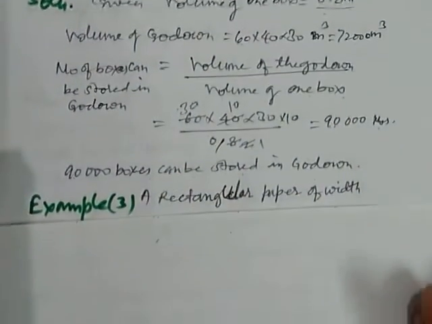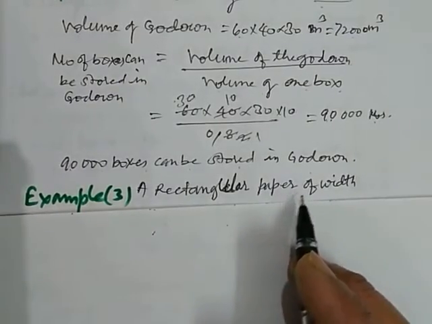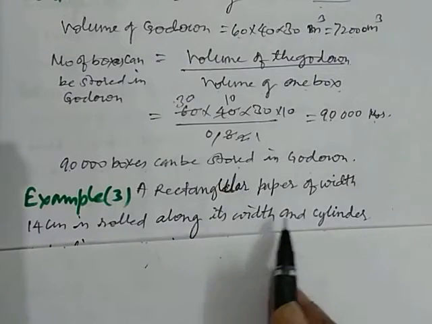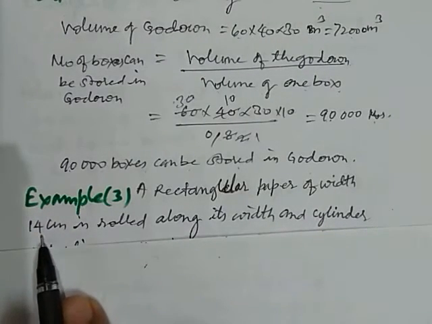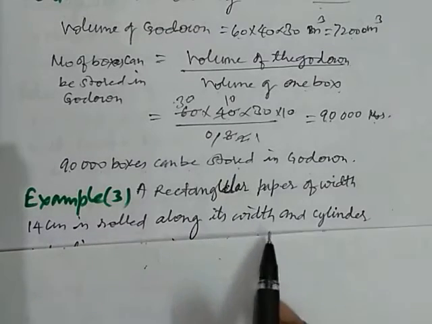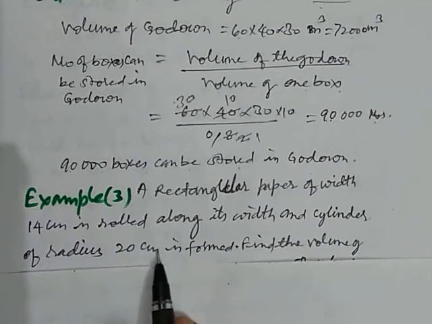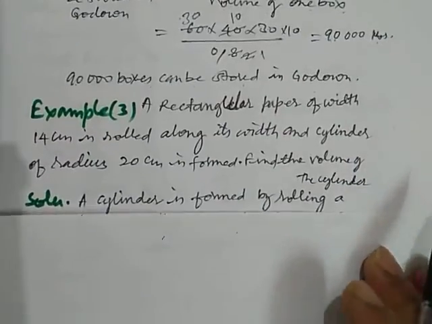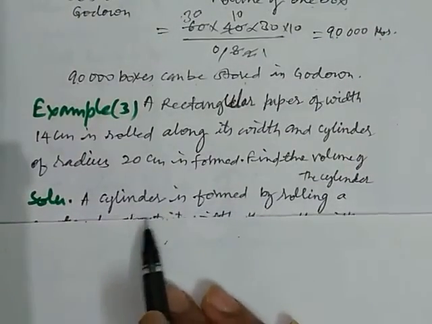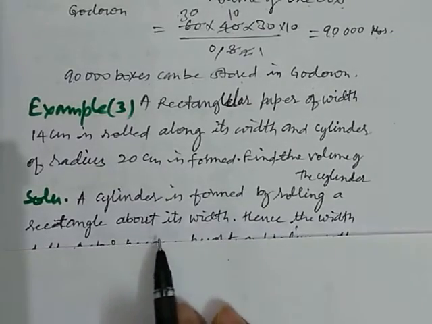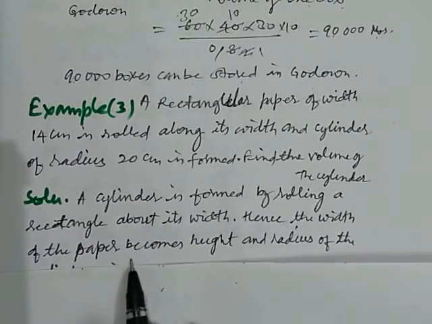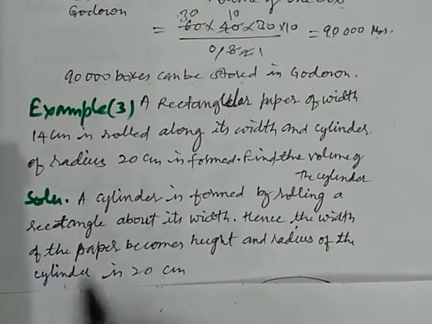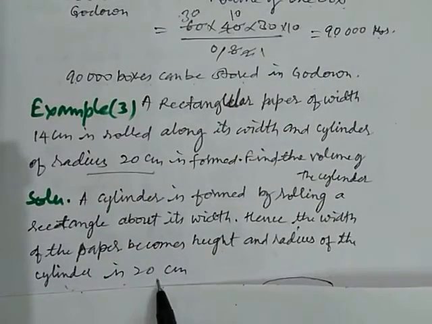Now we take one more example. A rectangular paper of width 14 centimeter is rolled along its width. We have provided a paper whose width is 14 centimeter, and rolled along its width, a cylinder of radius 20 centimeter is formed. Find the volume of the cylinder. So now we discuss how the cylinder is formed. A cylinder is formed by rolling a rectangle about its width. Hence the width of the paper becomes the height, and the radius of the cylinder is 20 centimeter. We have provided the radius 20 centimeter.